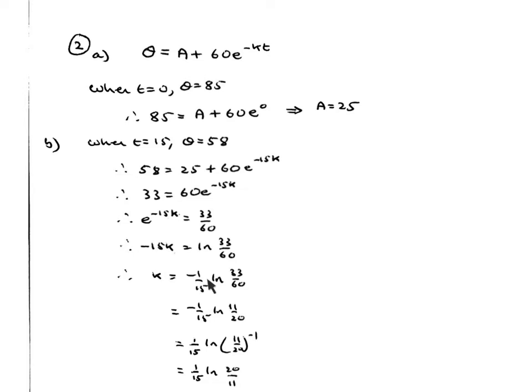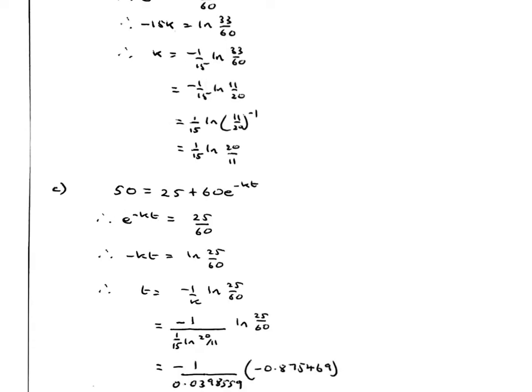So from this line here, 33 and 60 have a factor of 3 in common, and then it's worth emphasising that that minus sign there goes inside as a power, and so the inverse of 11 over 20 is 20 over 11, and then we've shown that k equals this expression.